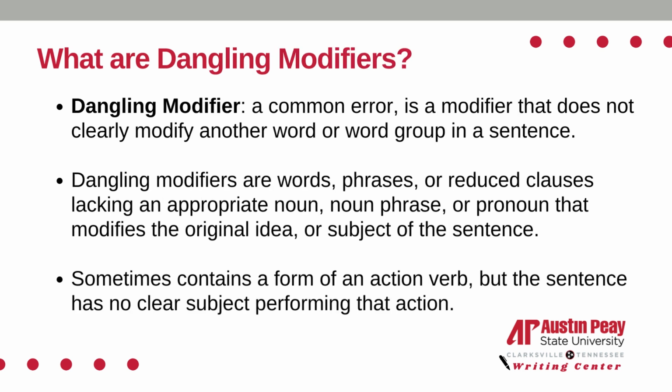What are dangling modifiers? A dangling modifier is defined as a common error that is a modifier that does not clearly modify another word or word group in a sentence. Dangling modifiers are words, phrases, or reduced clauses lacking an appropriate noun, noun phrase, or pronoun that modifies the original idea or subject of the sentence. Sometimes they contain a form of the action verb, but the sentence has no clear subject performing that action.